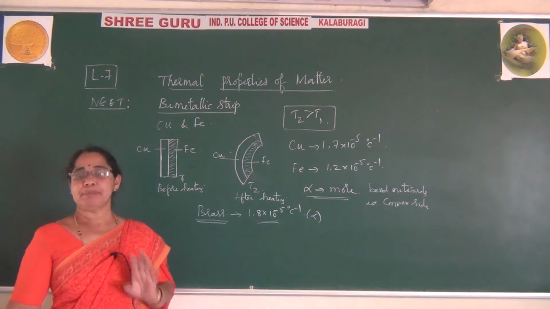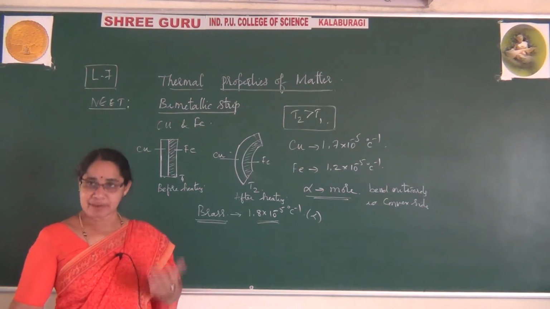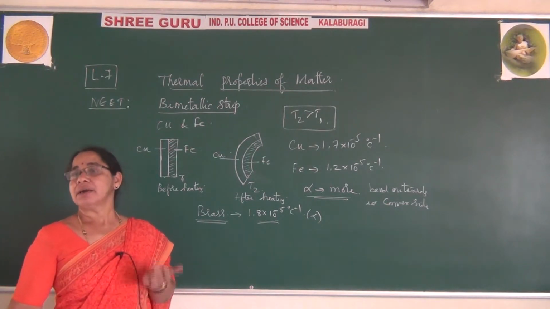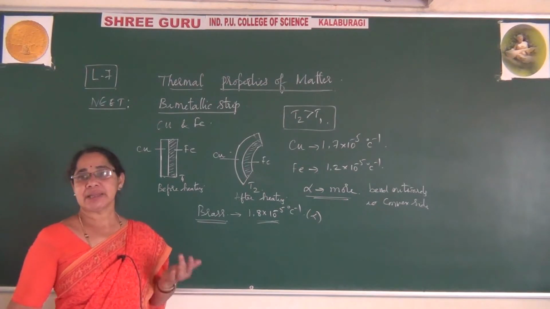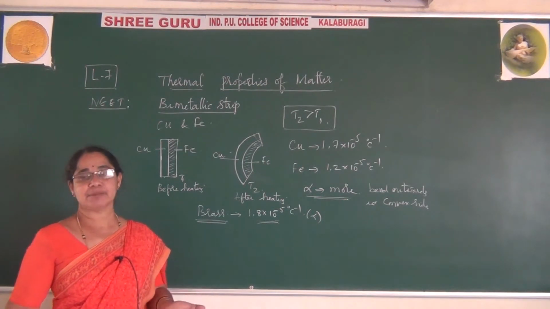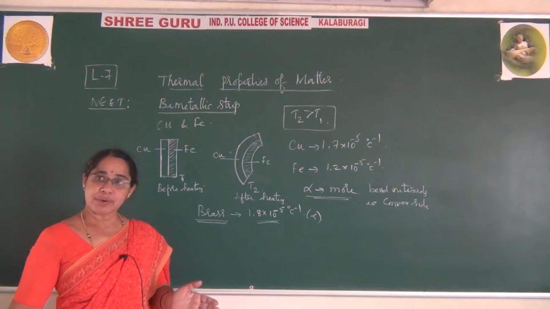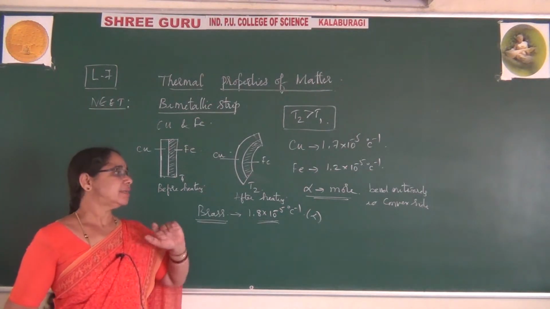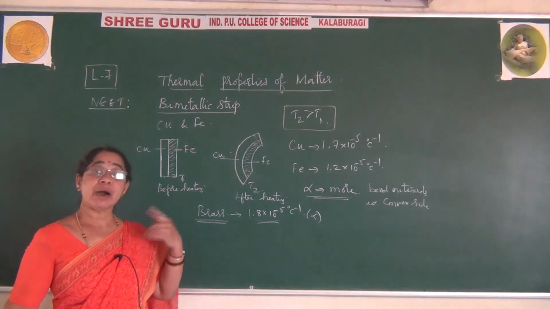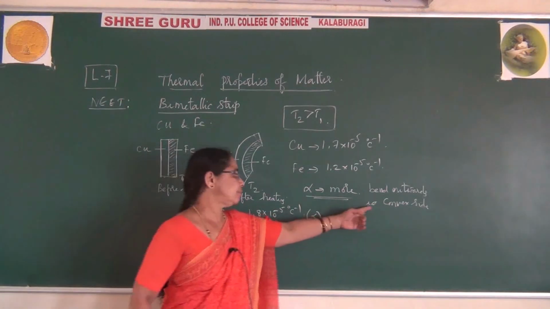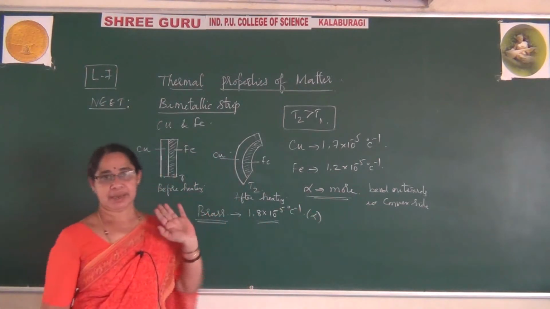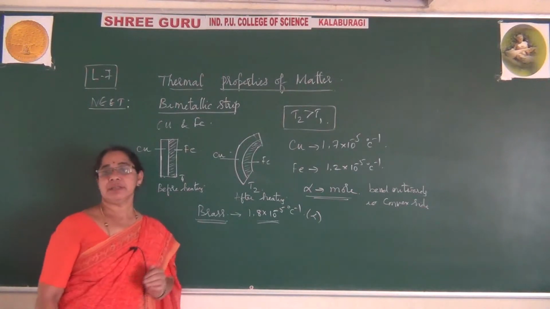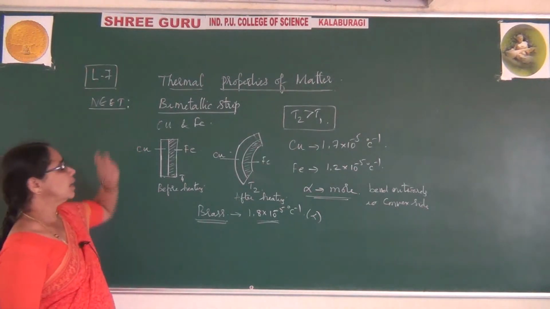Among two metallic strips, the one with the greater coefficient of linear expansion will bend outwards after heating, after expansion, and that is the convex side. Bend outwards, that is the convex side. This point you have to remember, right? So this is one more neat point you can observe.